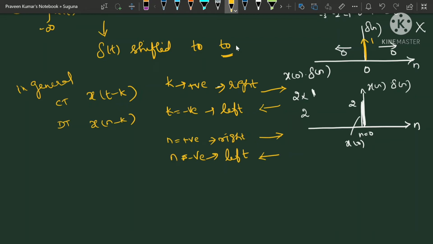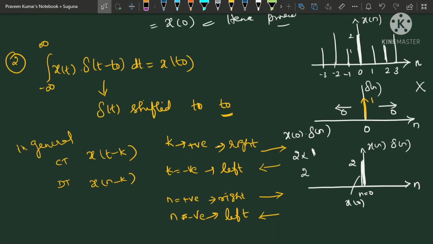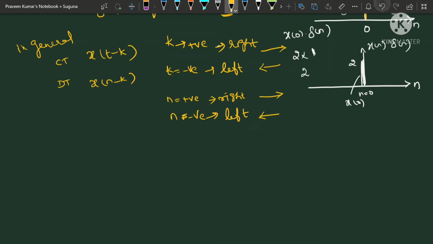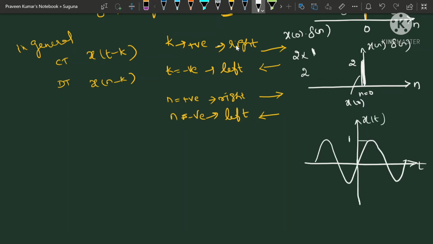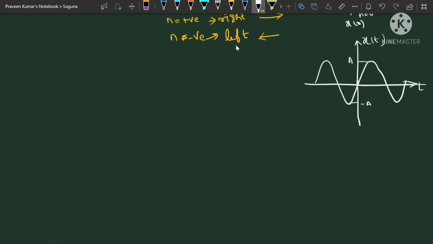What is shifting? Just t minus t naught means del of t is shifted t naught to the right side because t naught is a positive value, right? So it is shifted to the right side. We will see this graphically also. So this is t, this is my x of t, this is a, this is minus a. So a, minus a, and my del of t is shifted to t naught. This is del of t minus t naught.